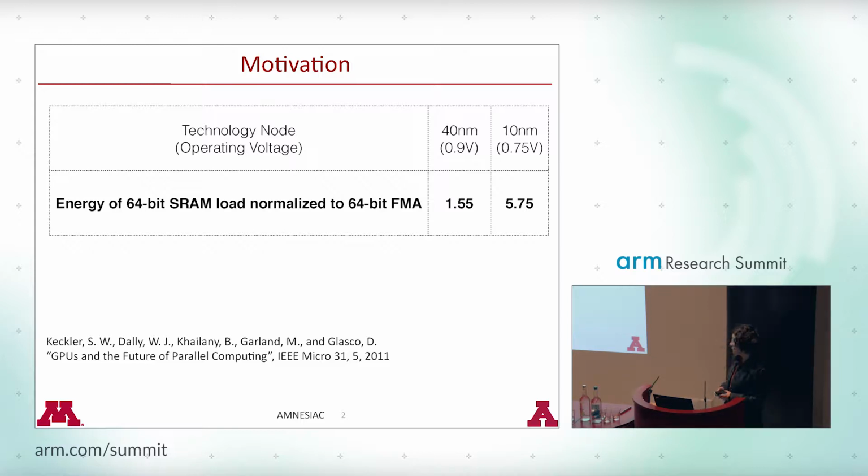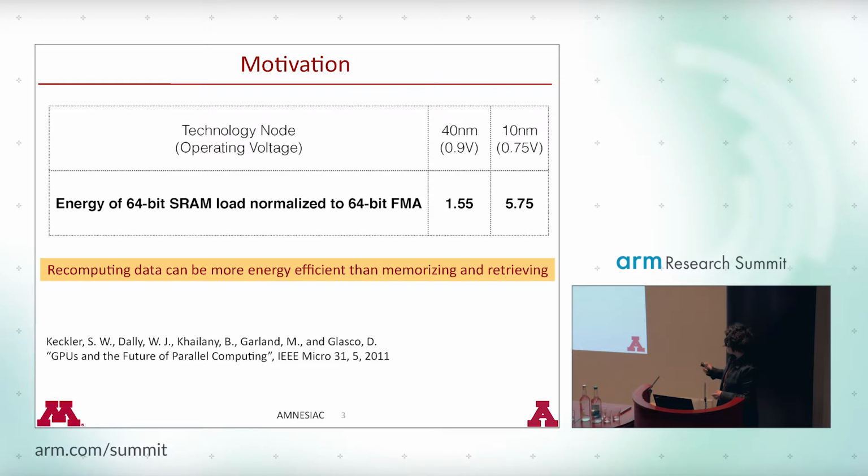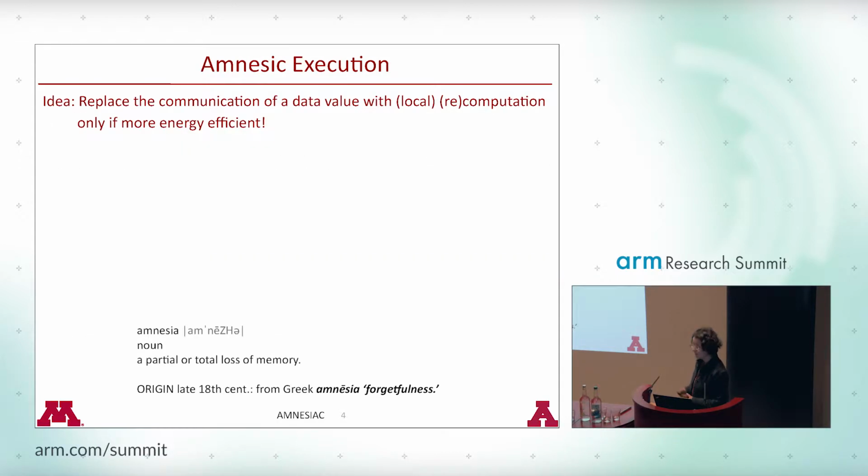And the picture looks worse for the main memory communication. In this case, recomputing data can become more energy efficient than memorizing and retrieving pre-computed data. And in the following, I'm going to refer to this new mode of execution as amnesic, which opportunistically replaces the communication of a data value with local recomputation only if more energy efficient.